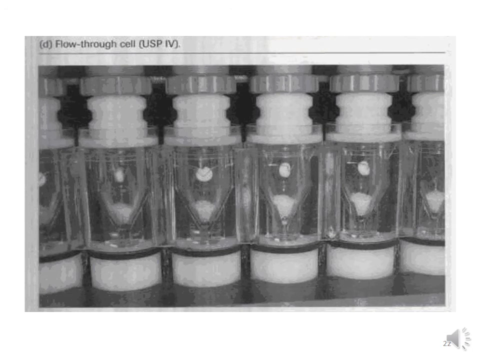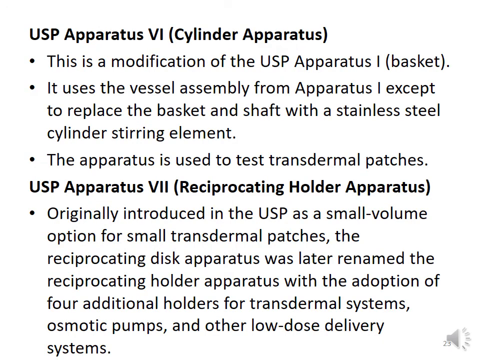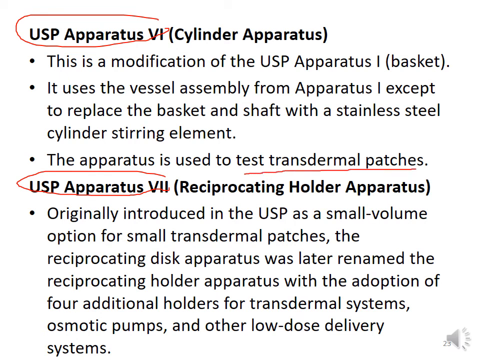This figure also shows the USP dissolution apparatus for the flow-through cell, USP Apparatus 6 and USP Apparatus 7. USP Apparatus 6, called the cylinder apparatus, is a modification of USP Apparatus 1, the basket. It uses the vessel assembly from Apparatus 1 except that the basket and shaft are replaced with a stainless steel cylinder stirring element. The apparatus is used to test transdermal patches.